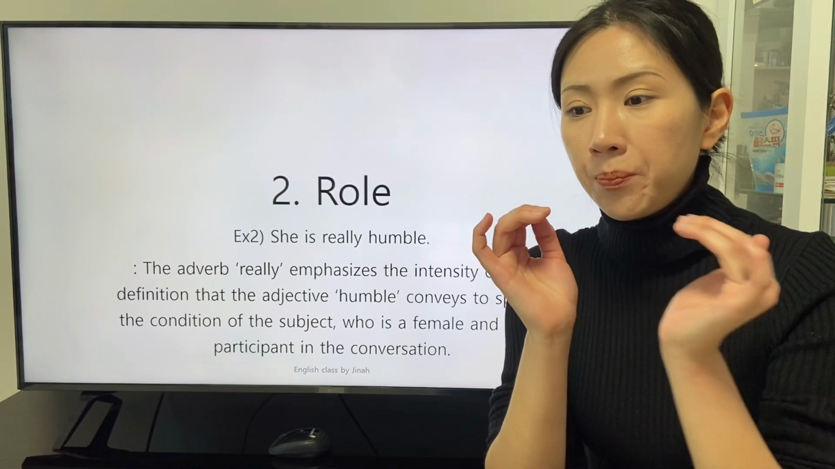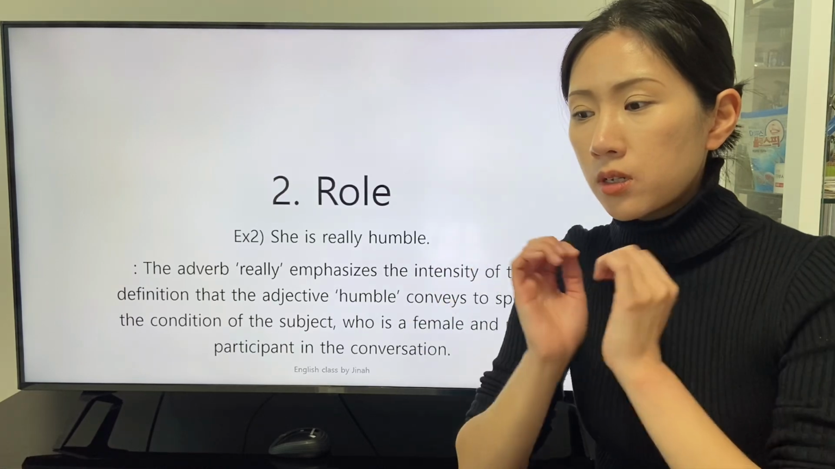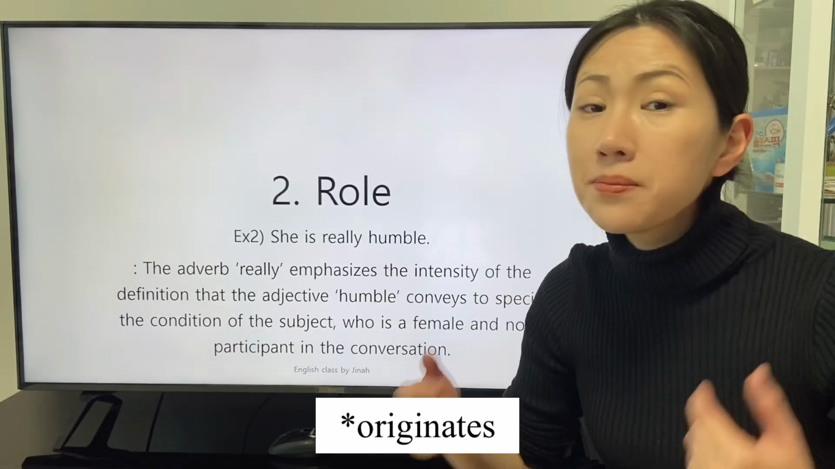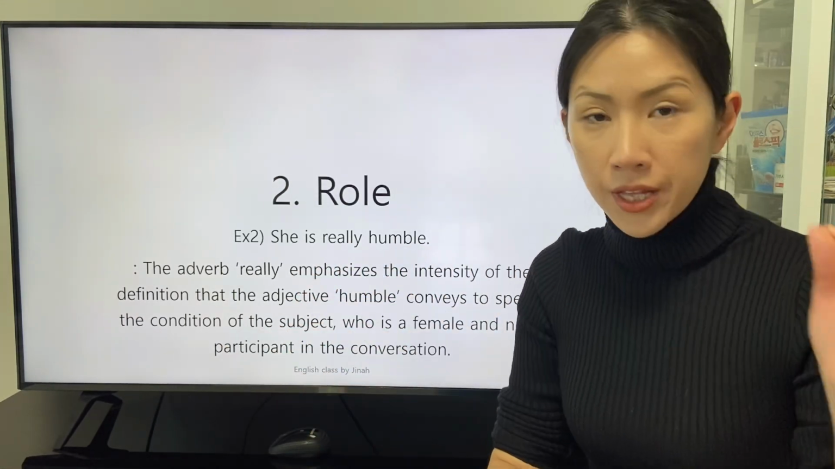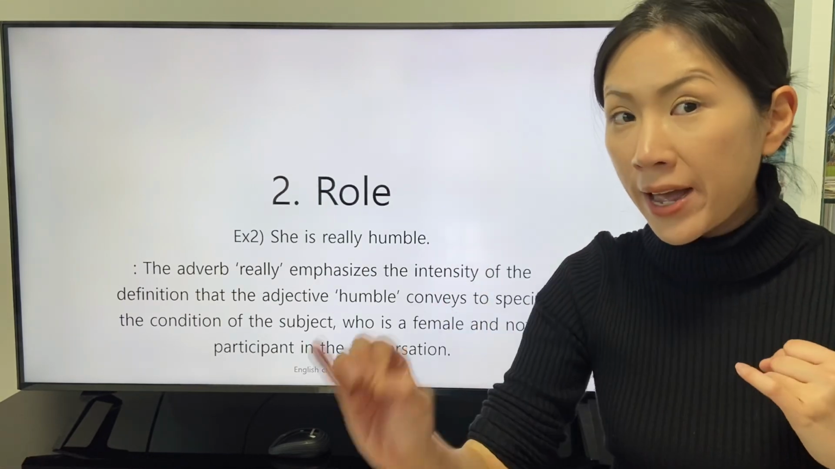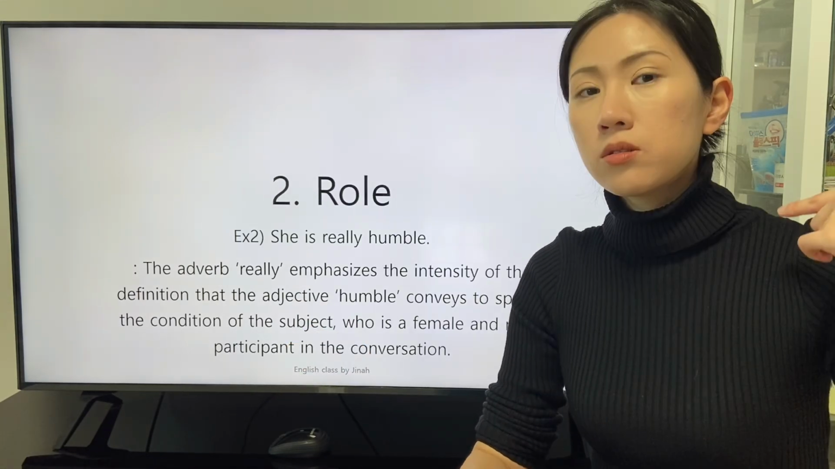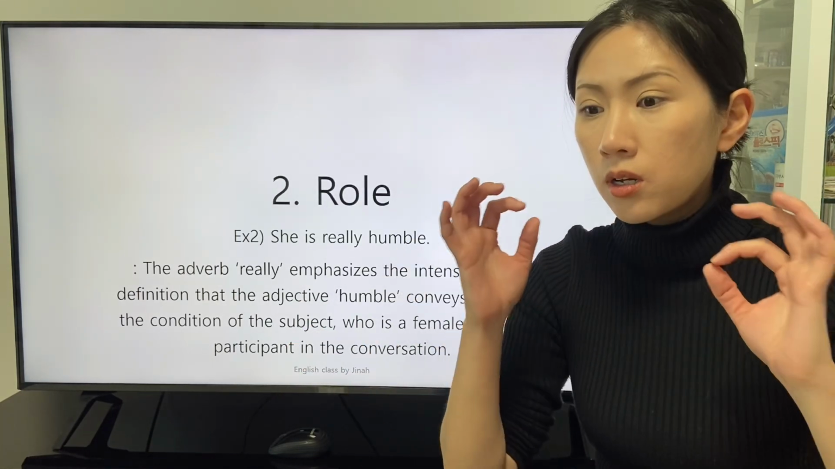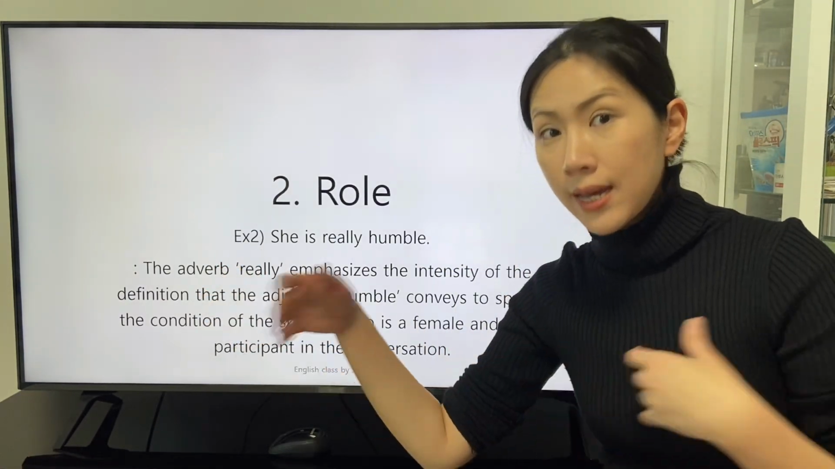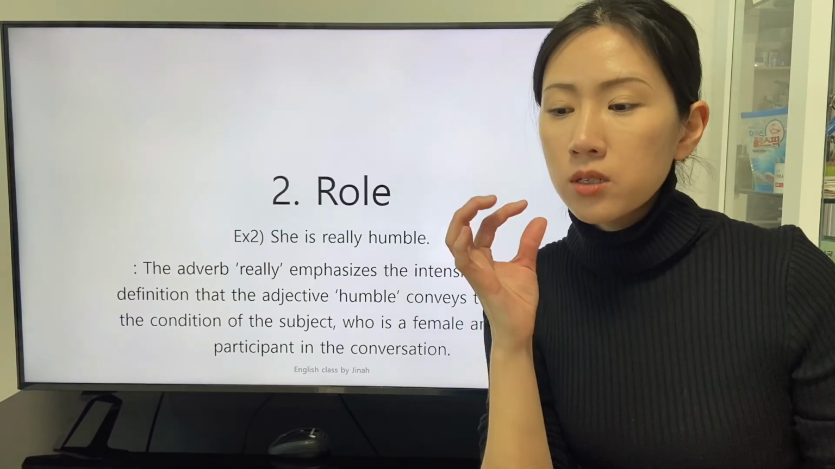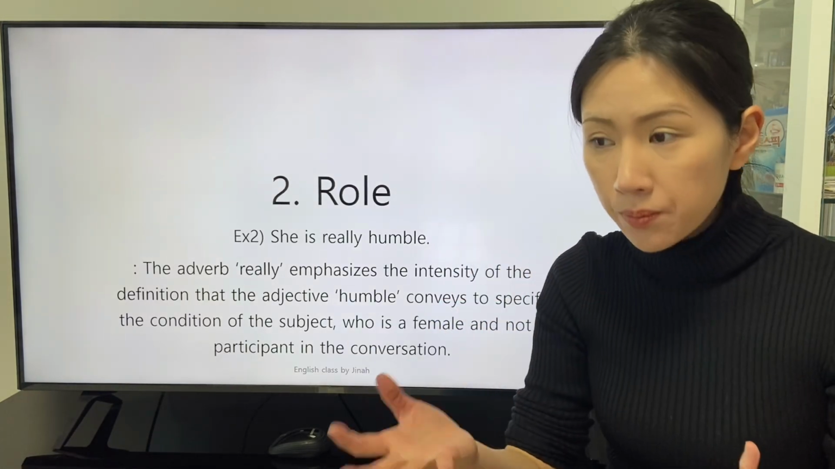The form of the adverb lets us know that the adverb is from the same root with an adjective or a verb. The adverb really specifies the definition of the adjective humble. The listeners can figure out how the condition of the subject indicated by the personal pronoun she is with the specification by the adverb really.